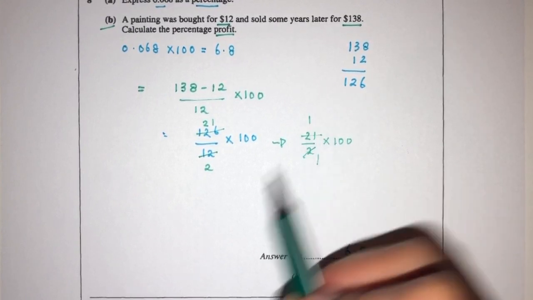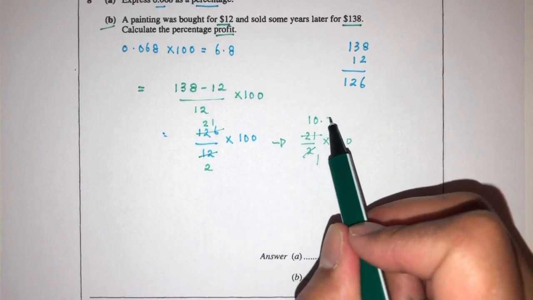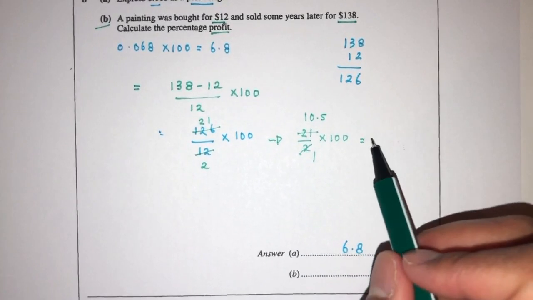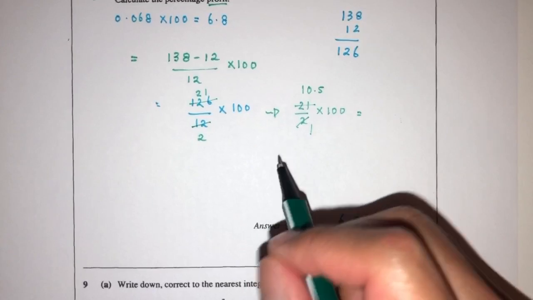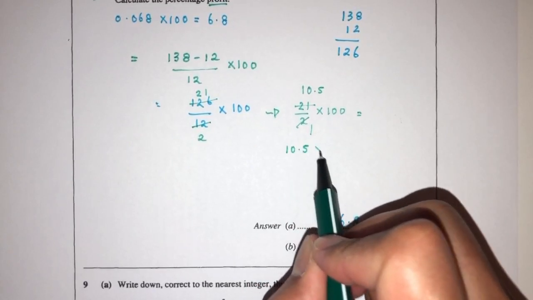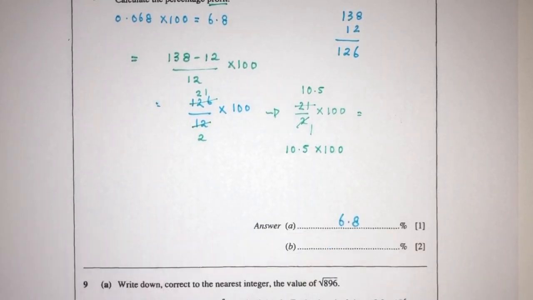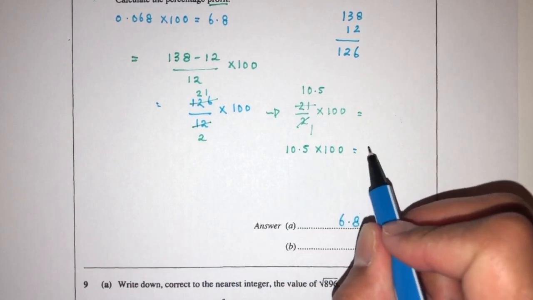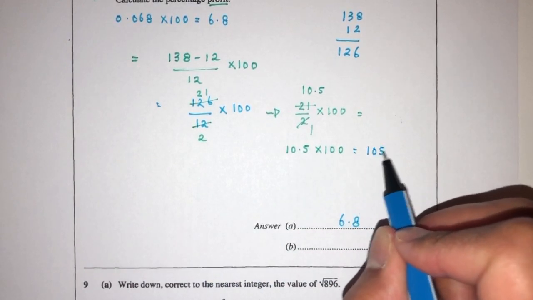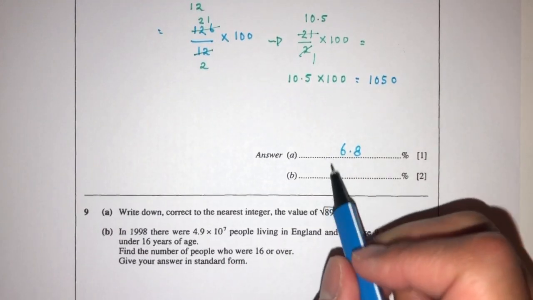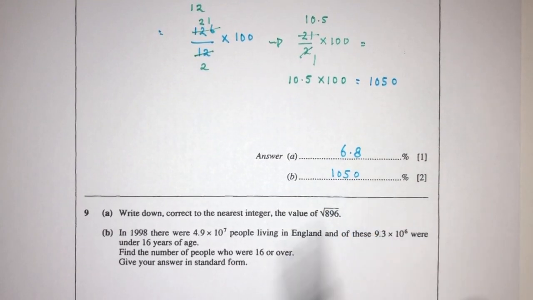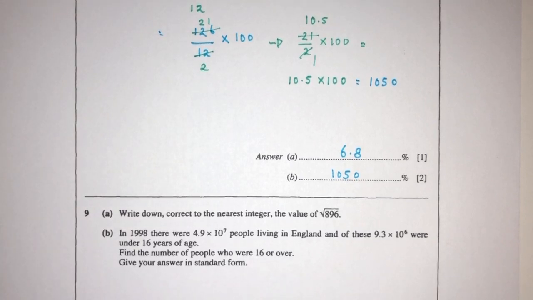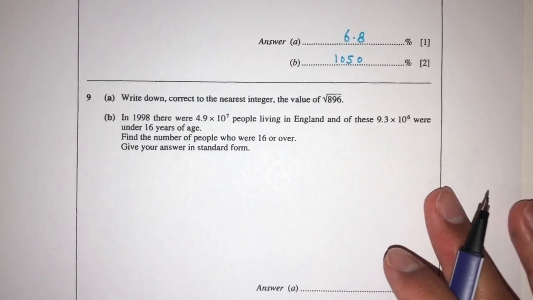That will be 10.5 times 100. So that will give you what? So we have to move 2 decimal places. So the answer will be 1050% for the percentage profit for that painting. Let's move on to question number 9.